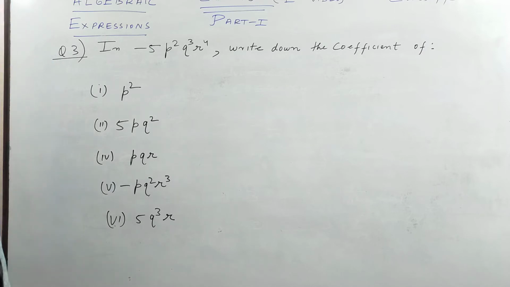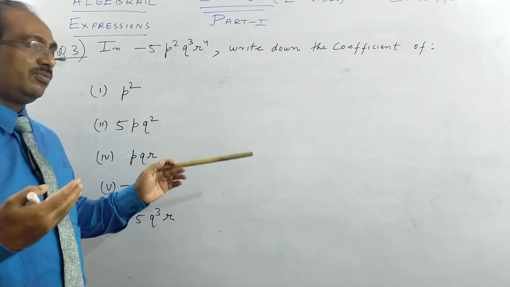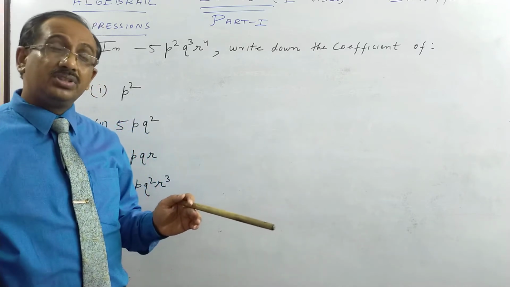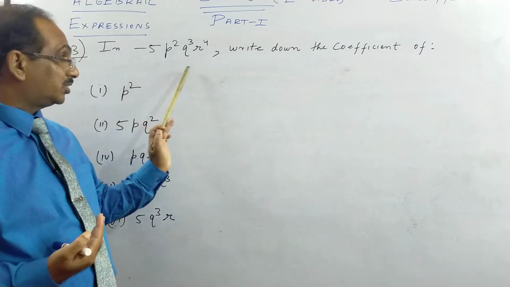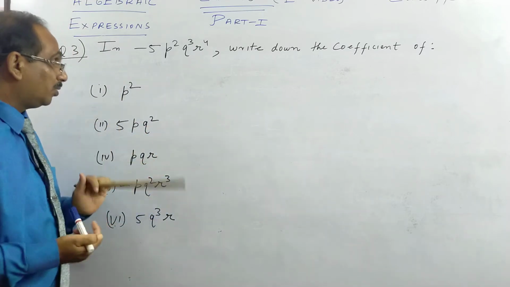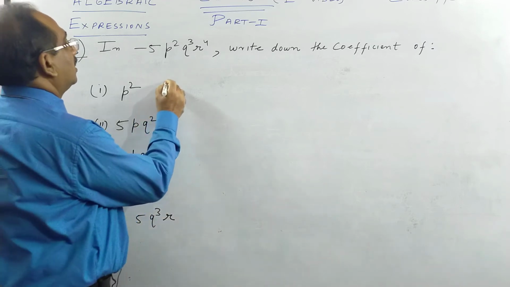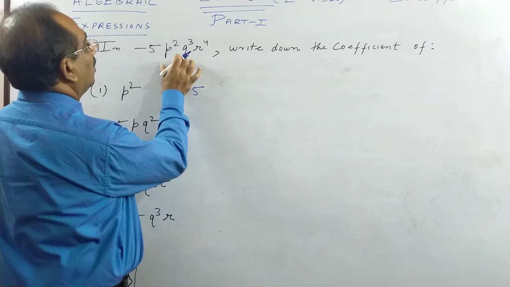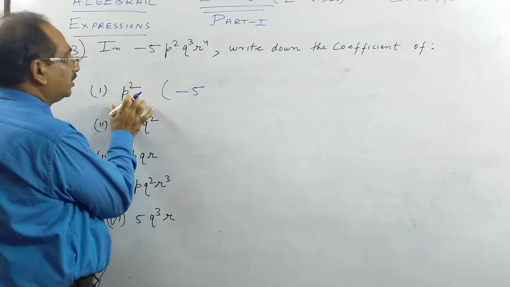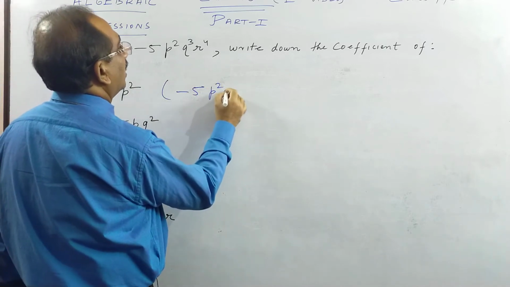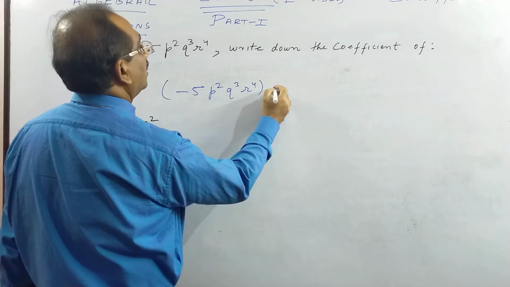So kindly see, write down the coefficient of. So this is given. Try to understand, the previous question was literal coefficient and numerical coefficient. But here, coefficient, when you have an expression, means, now try to understand this. What I am writing here, again I am writing this question. Coefficient of this: in this, write the coefficient of p square. So again I am writing this to make your understanding clear.